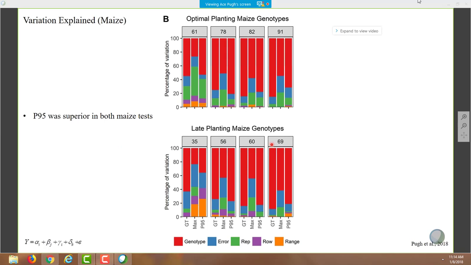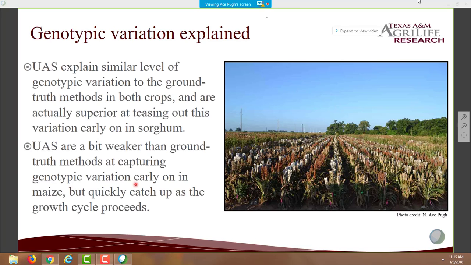And for maize, I think what we found here is that the 95th percentile was superior for both tests, for the early and late material. So it looks like the max actually performed much worse, especially in the late planting. So that's kind of interesting. I'm not sure what the reason for that would be, but it is interesting nonetheless.